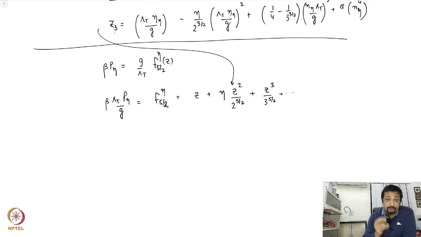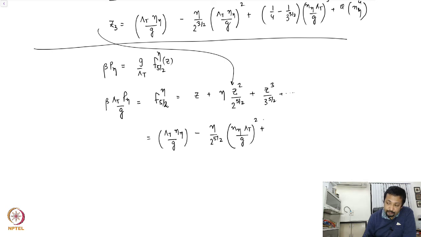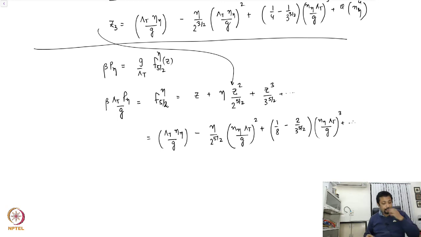So if I now substitute this value of z3 in this expression, I will come up with the expression that this is going to be λ_T nη over g minus η / 2^(5/2) (nη λ_T over g) whole square plus (1/8 minus 2/3^(5/2)) (nη λ_T over g) whole cube plus higher order terms. So this is going to be βλ_T Pη over g.